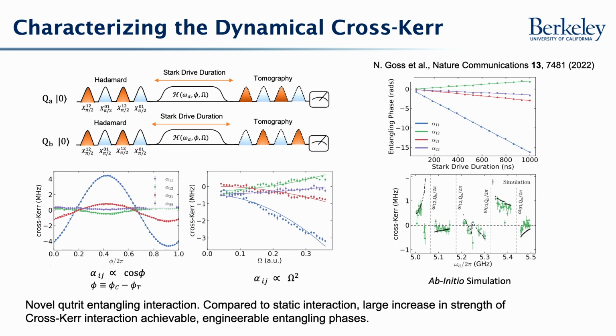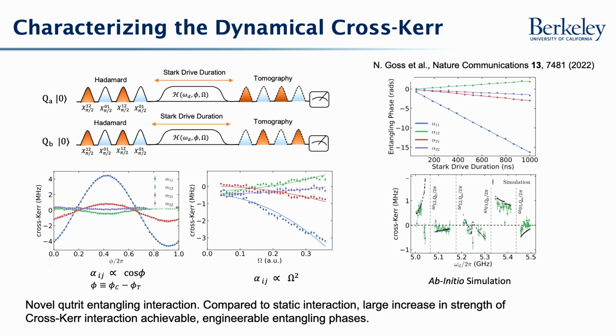OK, so we want to characterize this physics. We basically put both of our qudits in a full superposition. We turn on the Stark drive, and then we perform tomography to measure all the phases. So on the top right here, we have the results of one of these experiments. We see our model predicts a linear accumulation of entangling phase. We see very nice agreement to this model.